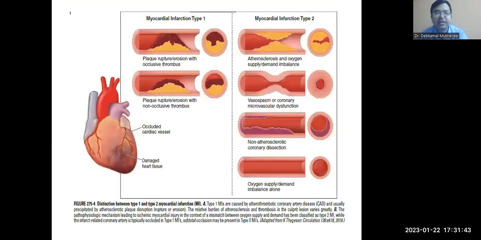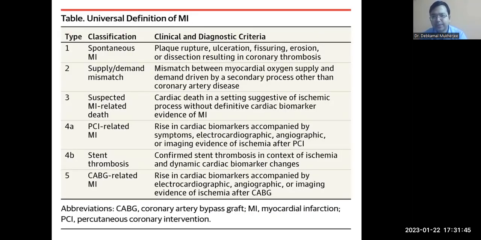Just go back. So yes, type 1 is the classic MI, and type 2 is a supply-demand mismatch, such as seen in situations of severe hypoxemia, hypotension, thrombotic conditions which are not classically atherosclerosis, or maybe vasculitis or dissection in the coronary arteries. This type is also known as MINOCA, myocardial infarction in non-obstructive coronary arteries. The term is used for type 2. Carry on.